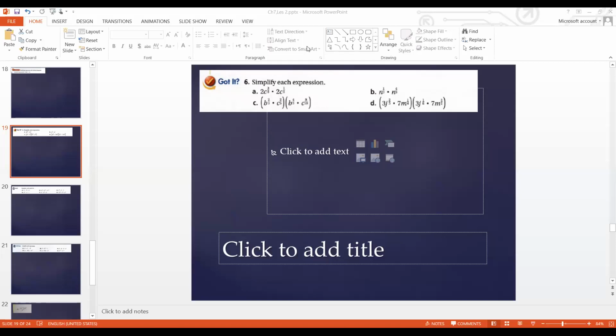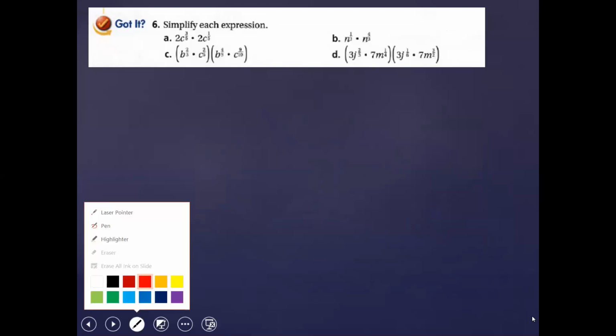This is Miss Dima. Today we will continue the second or the third part of our lesson, multiplying powers with the same denominator. Now, in Got it 6, simplify each expression.